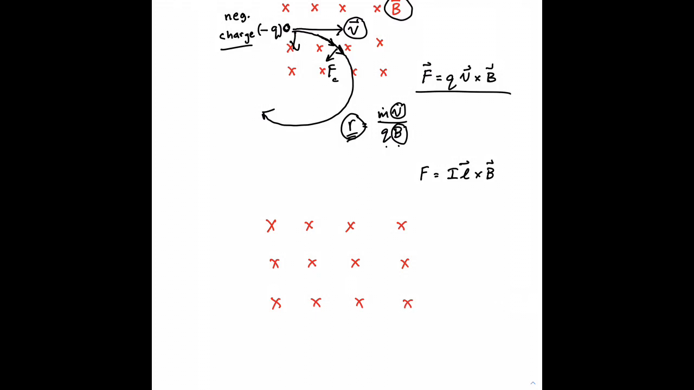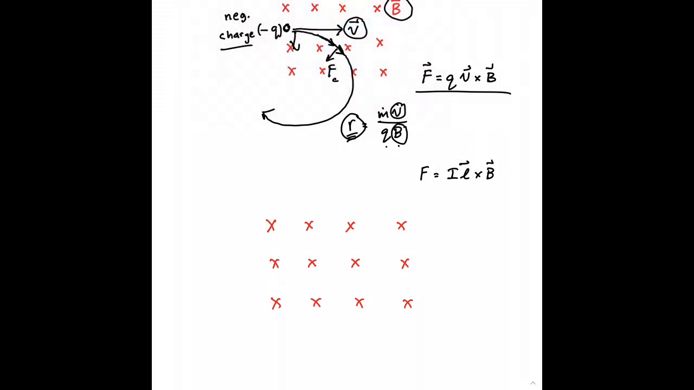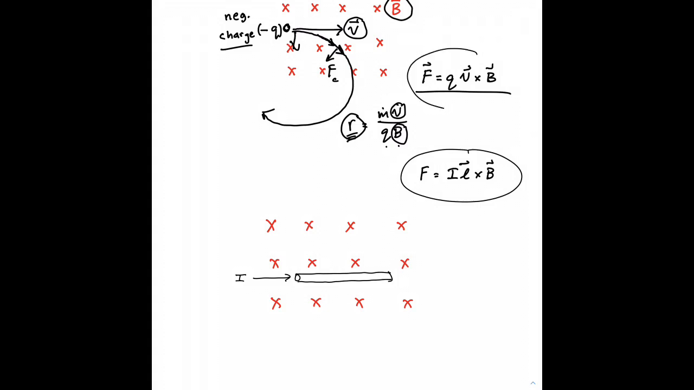And then we'll picture a wire. We've got a wire placed horizontally in this magnetic field, and we'll say that the current is flowing to the right through this wire. So we can actually derive the equation F equals ILB from the equation F equals qvB.